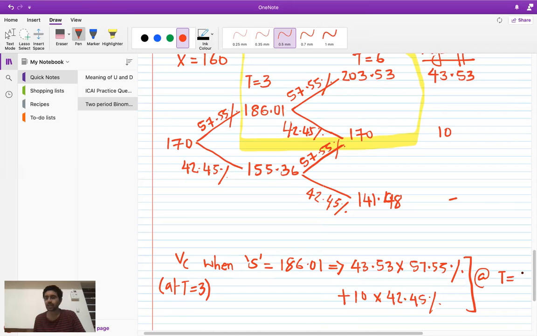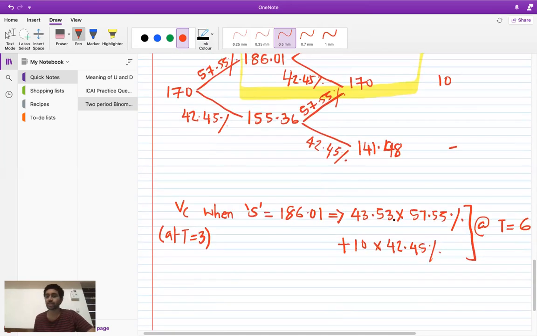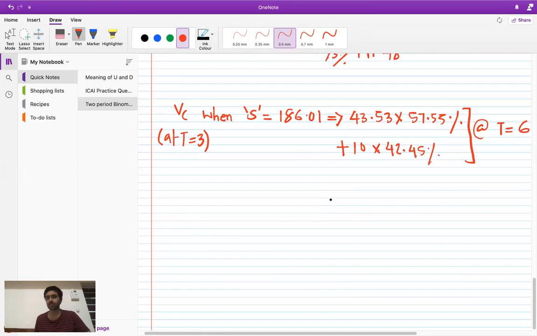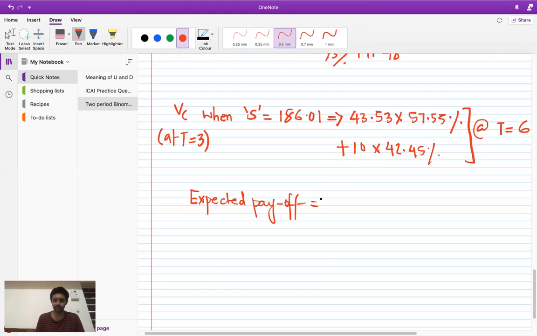This is at t equal to 6. We are required to discount this, whatever we get, to today's terms. So first let us find out the expected payoff. Let us find out the value of this. Expected payoff is equal to 43.53 into 57.55% plus 10 into 42.45%. It equals 29.29, 29.30. This is again at t equal to 6.